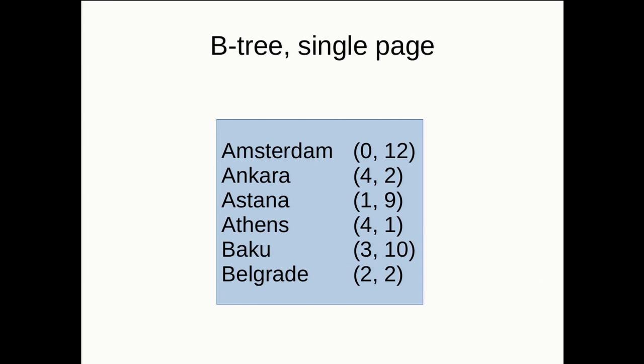If you have a very small table and it all fits on a single index page, that's what it's going to look like. You just have a single page and you have all your keys there. And you can see the item pointers that point to the actual tuple in the heap. When you search this, you just do a binary search. If you're looking for Athens, you do a binary search to find that.